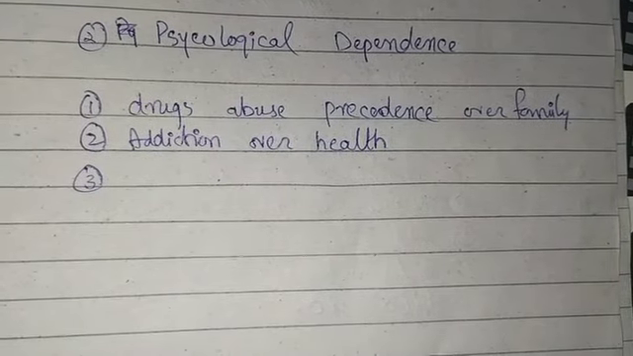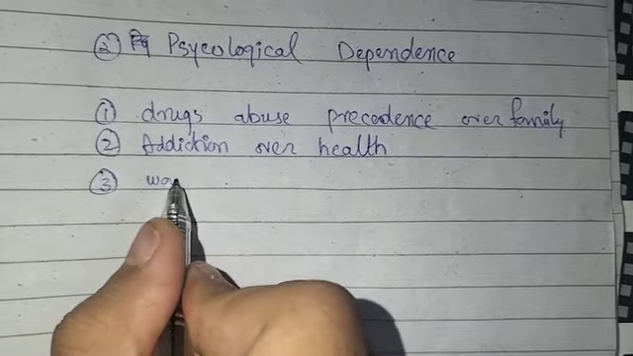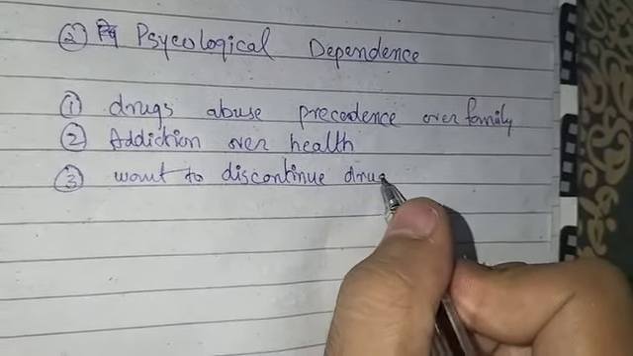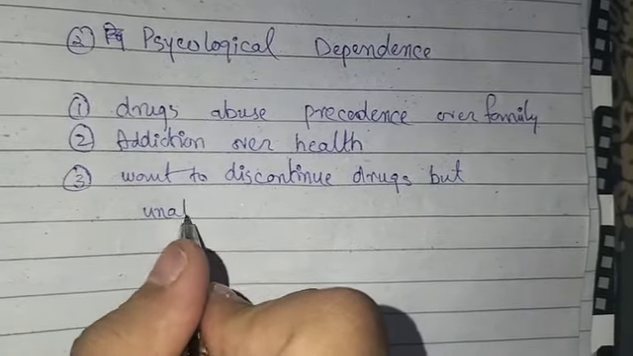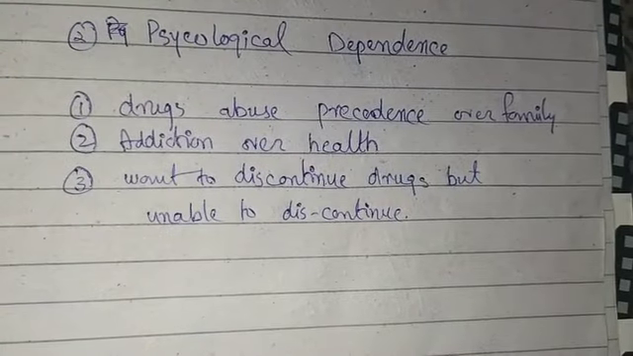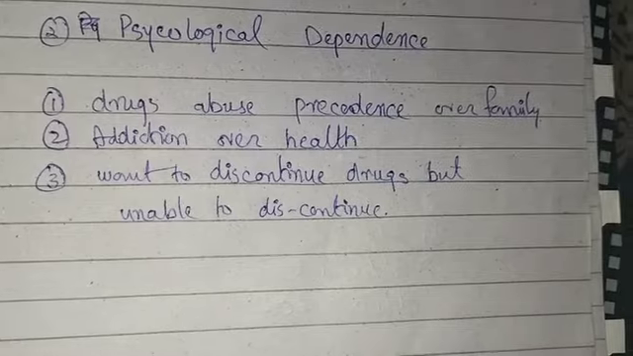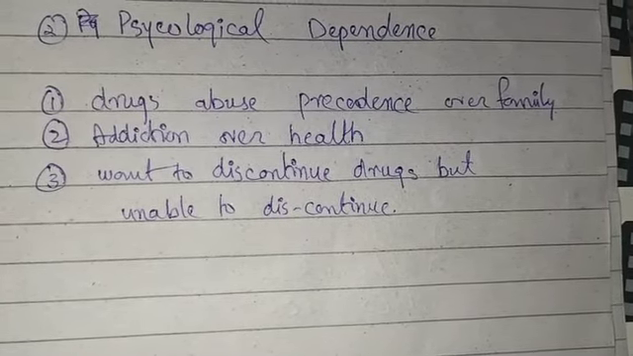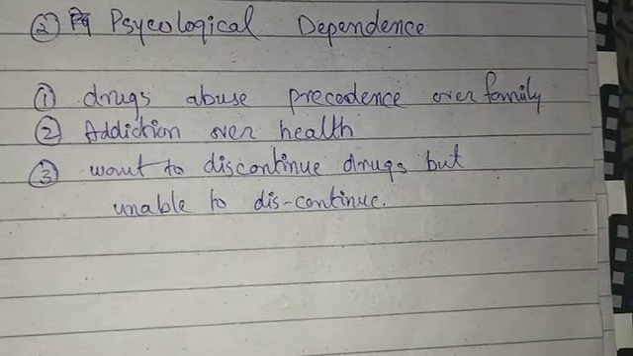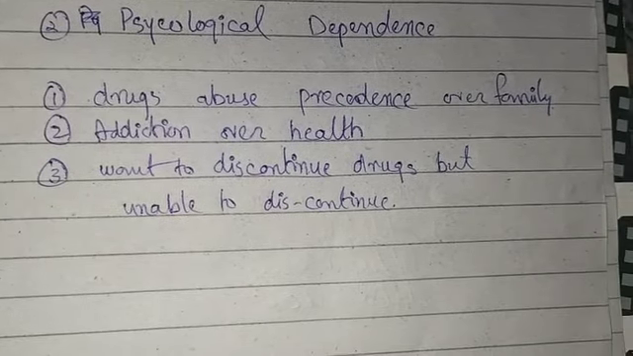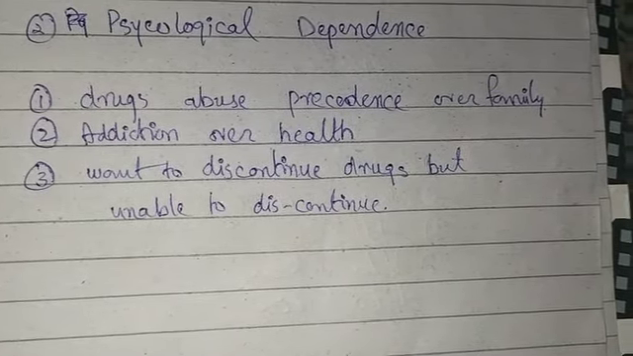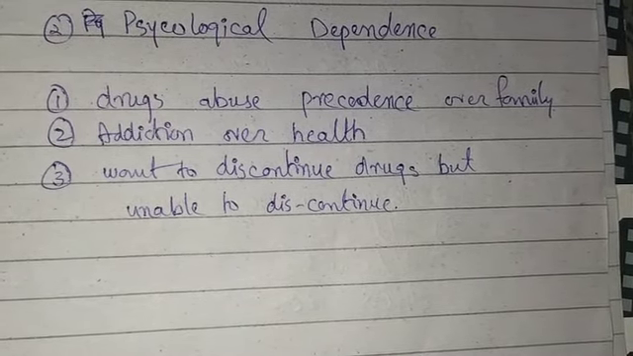And third, a person wants to discontinue drugs but is unable to do that. For example, a person wants to leave the drugs, does not want to drink wine or smoke, but he is unable to do that. He's facing other problems. Why is he unable to discontinue? Because his mind, his central nervous system, his brain is dependent on that. A person who takes drugs regularly, if he does not take the drug even one day, will not feel well, will not get fresh.